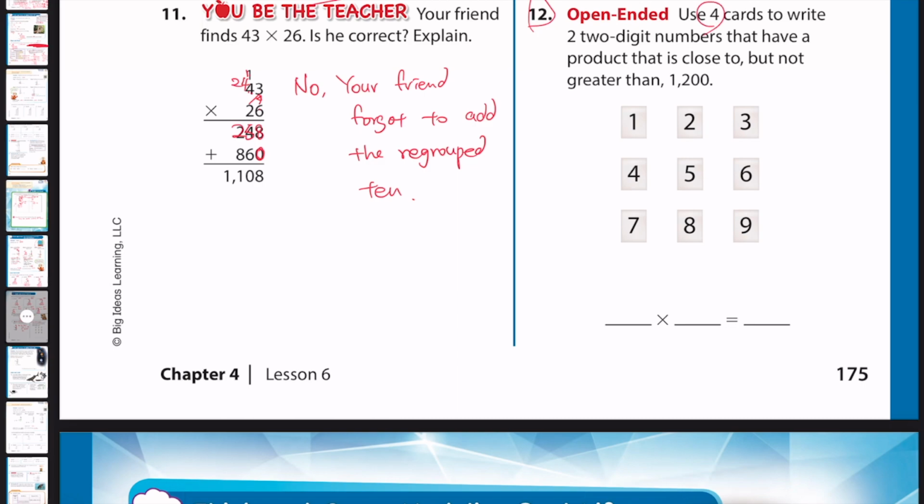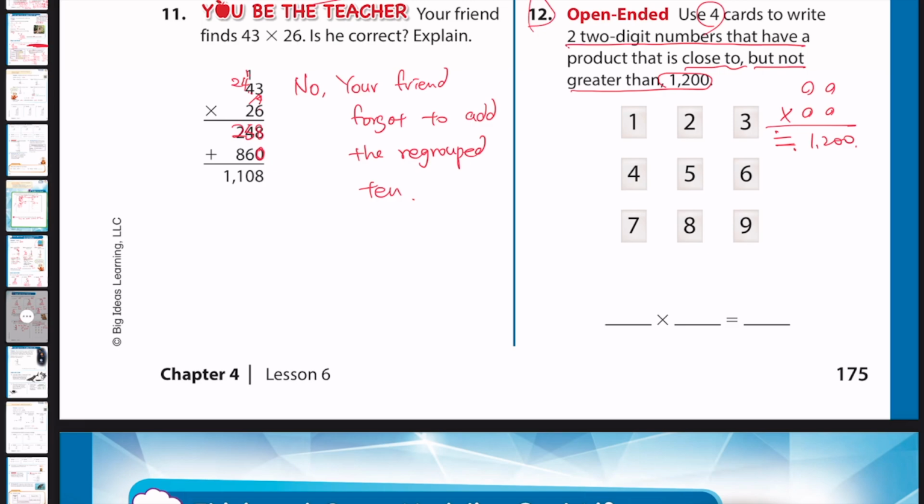Now use 4 cards to write 2-digit numbers that have a product that is close to, but not greater than 1,200. It can be very close to 1,200, but not greater. So when we use 2-digit numbers, we don't know what they are, times something is equal to almost 1,200. I showed you this sign before, right? That's about 1,200. Now we need to find out 2 digits.